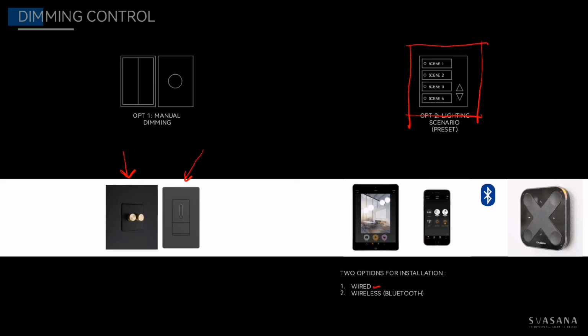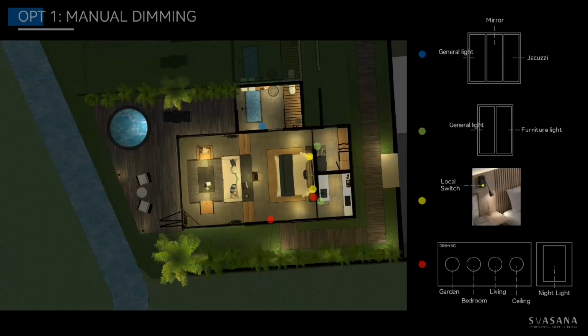And notice there are two options for the installation: wired and wireless, usually with a Bluetooth system. With the Bluetooth system, we can control it easily with a phone application. So the lighting preset will be easier to change in the future. Yeah, so that's the comparison. Let's see what happens when we put those options in our project.